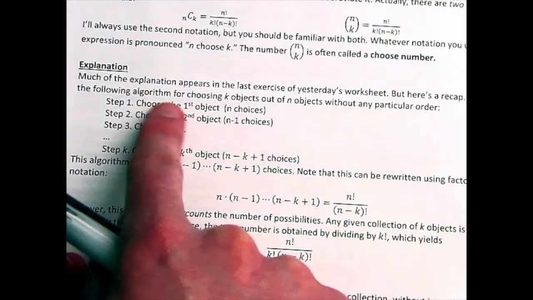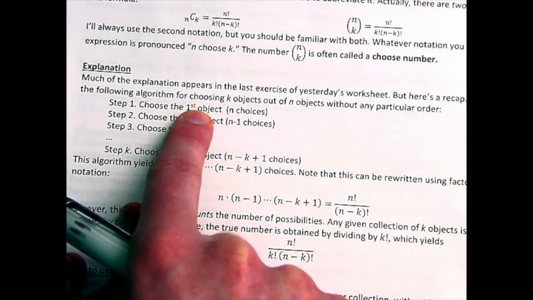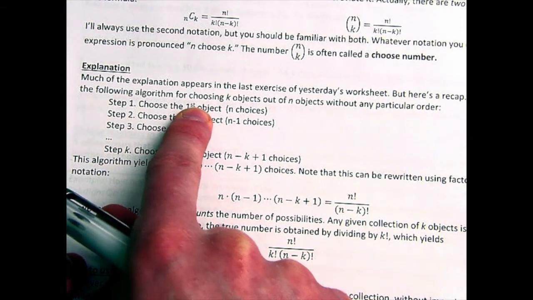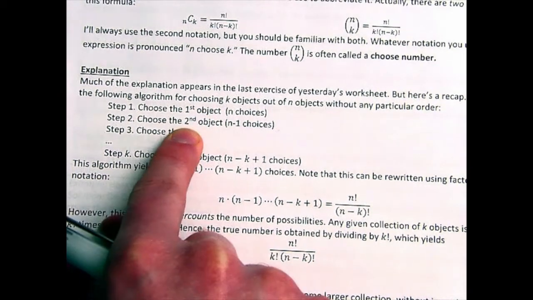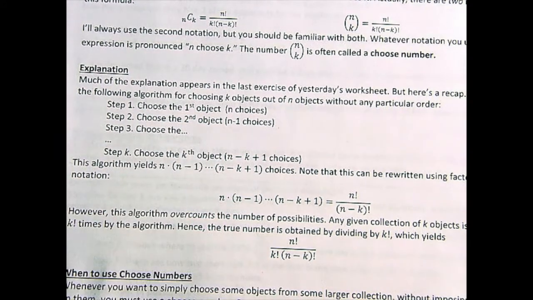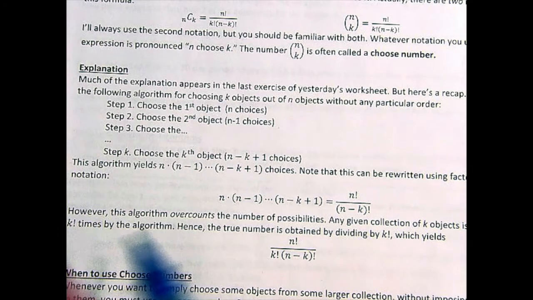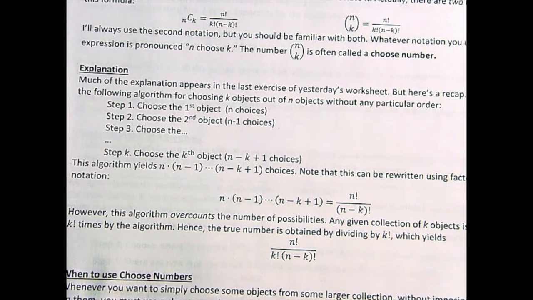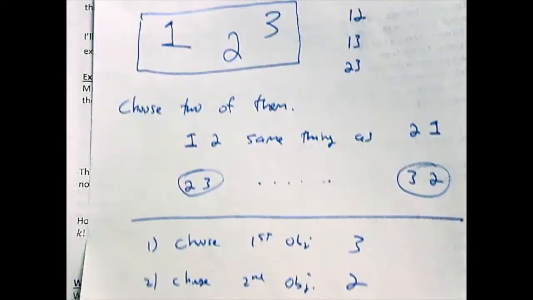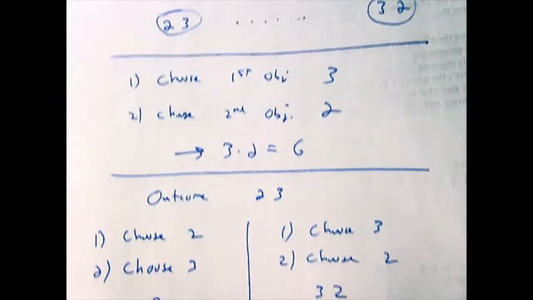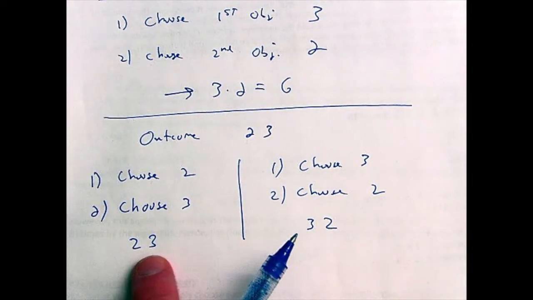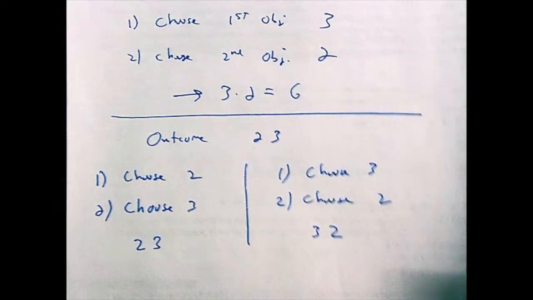Because as you can see in the algorithm, it is sort of incorrectly designating some object as the first object and another object as the second object, when, remember, we're trying to count the number of unordered collections of k objects. This thing is artificially imposing an order that we don't want to impose. And so, just like before on this sheet here, this algorithm treated 2, 3 as being different from 3, 2 when actually they're the same.